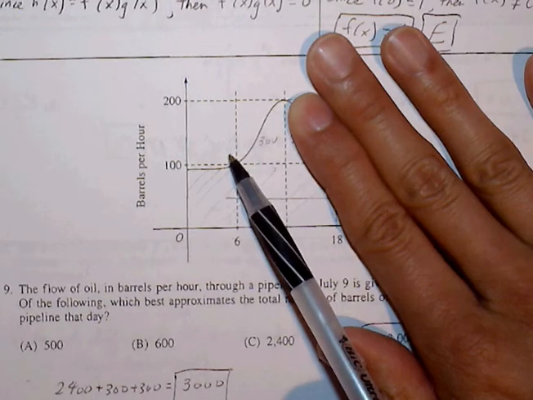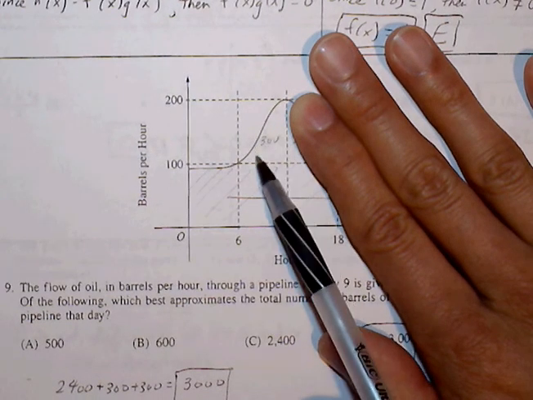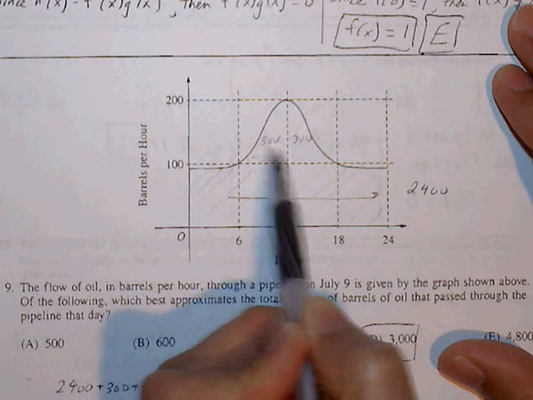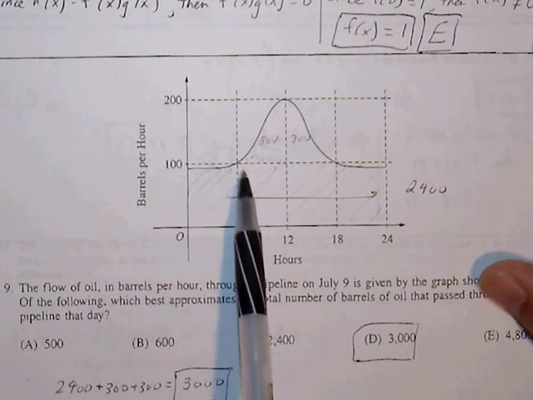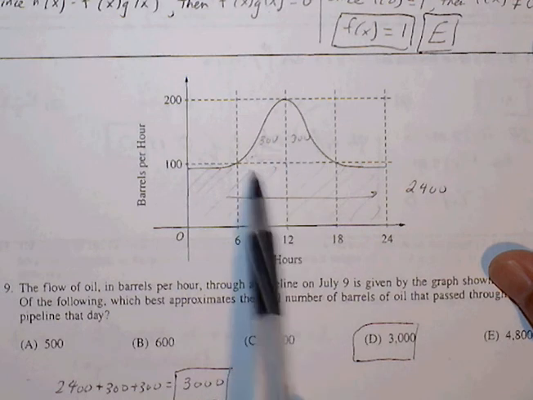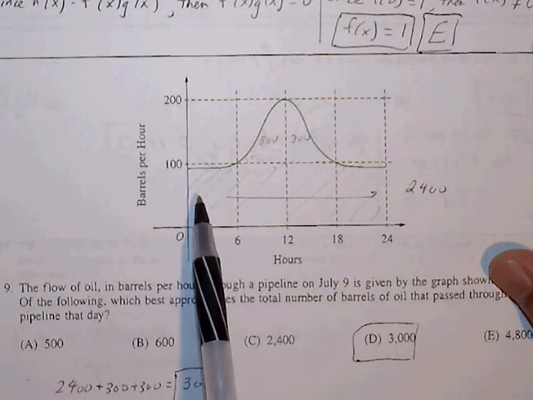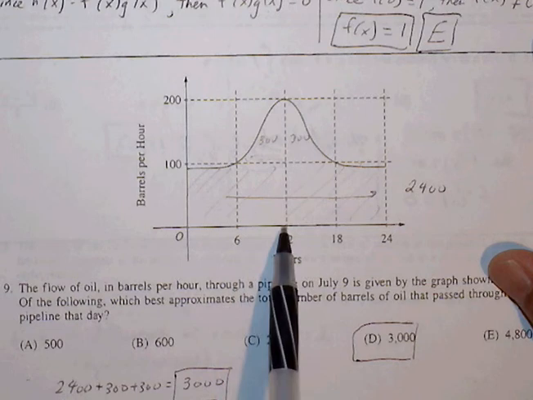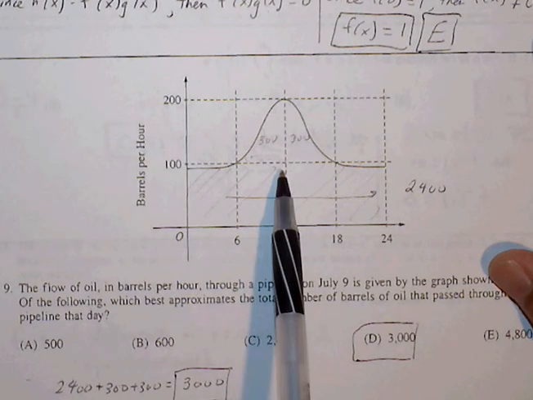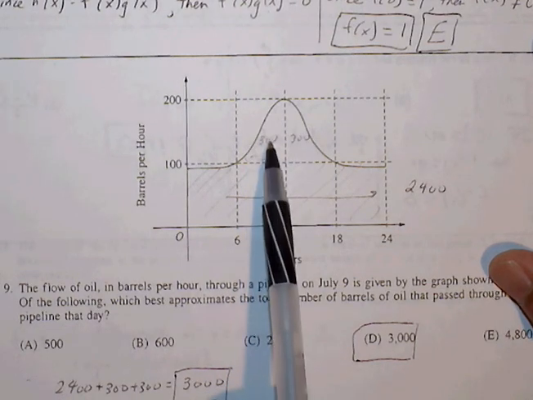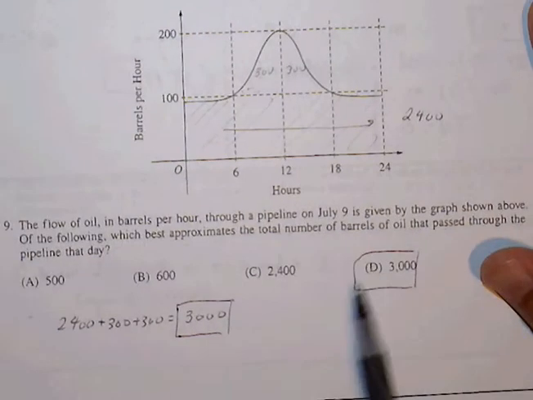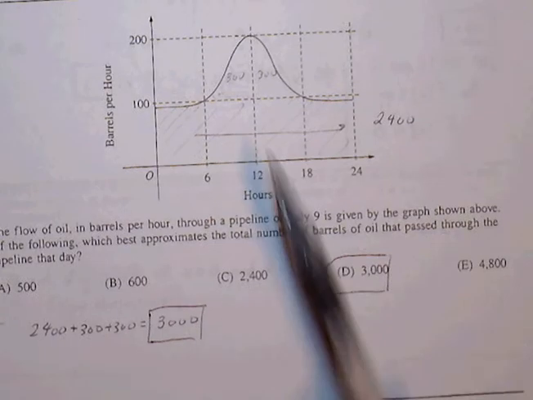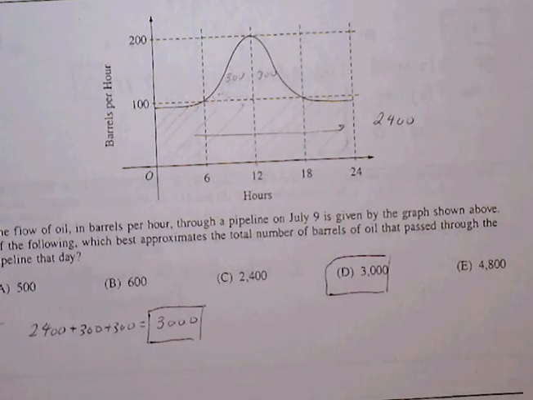And this is essentially, we can think of this as half of a rectangle, right? Each part of this curve has pretty much half of the rectangle covered. We know a rectangle is 6 times 100, which is 600. So half of that must be 300. So 300 plus 300 plus 2400 will give us 3000. So that is our rough estimate based off of what we can gather from the area underneath that curve.